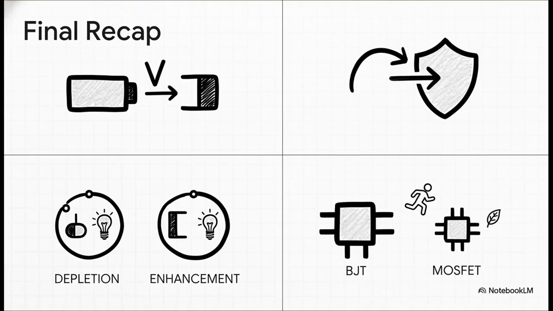Okay, let's do a super quick final recap. What did we learn? 1. MOSFET is a voltage-controlled switch. That means it's efficient. 2. The magic is that oxide layer, the insulated gate. It gives it that crazy high input impedance. 3. Remember the faucets. Enhancement is normally off, depletion is normally on. And 4. They're smaller, faster, and use less power than BJTs. That's why they won the digital race.